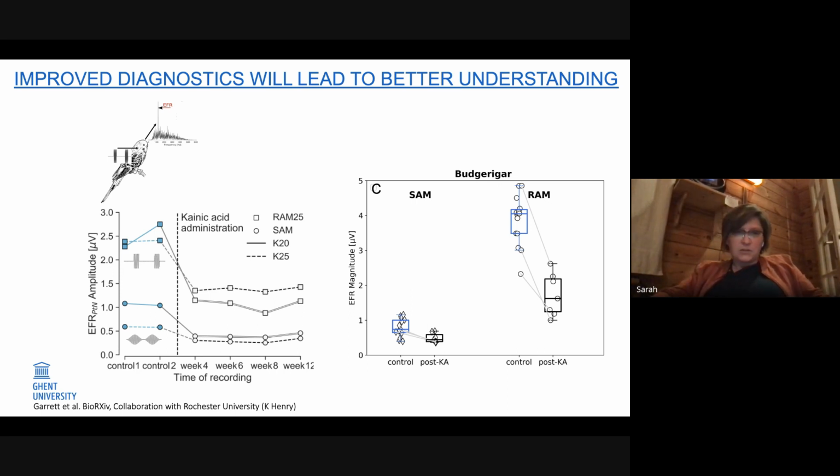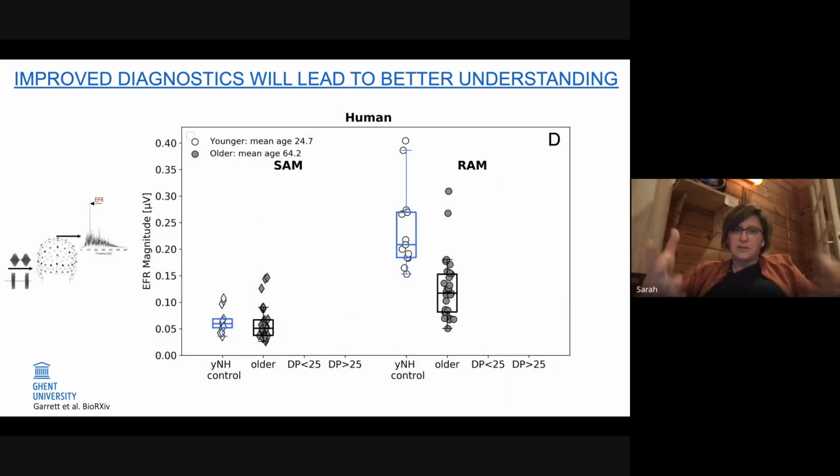So these were budgerigars, but this is our human data that goes with that. As temporal bone data shows, and as our marker shows, when you are older, you do get, especially for the RAM response, a lower amplitude. So this is all consistent with the idea that there is also age-related synaptopathy in humans, and that we could measure it using these RAM EFR responses.